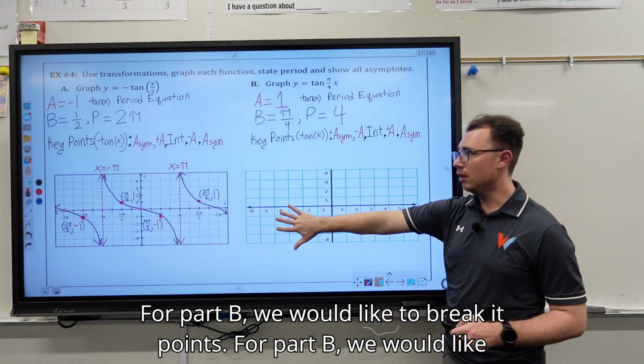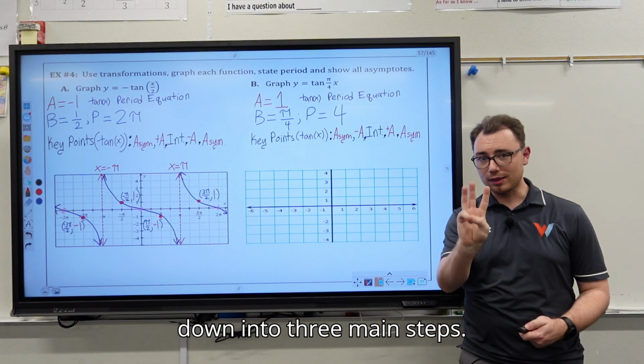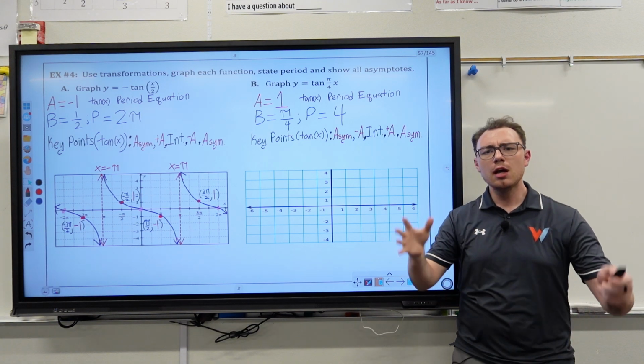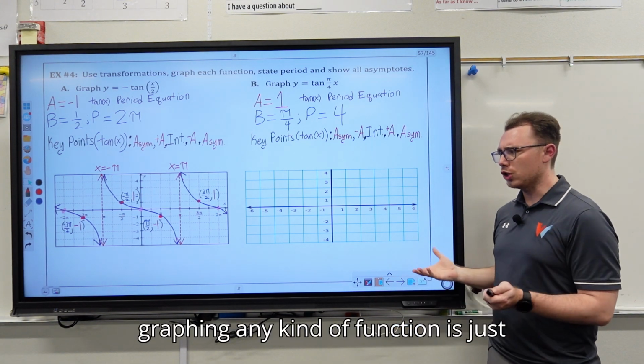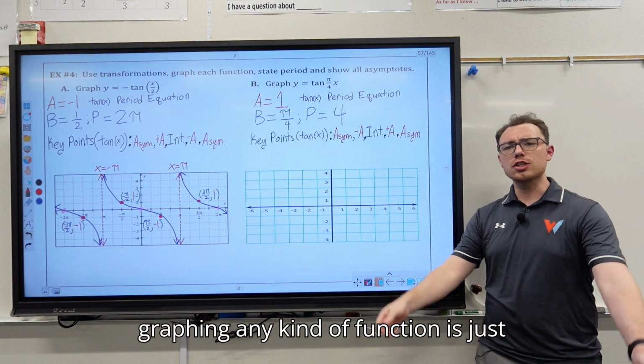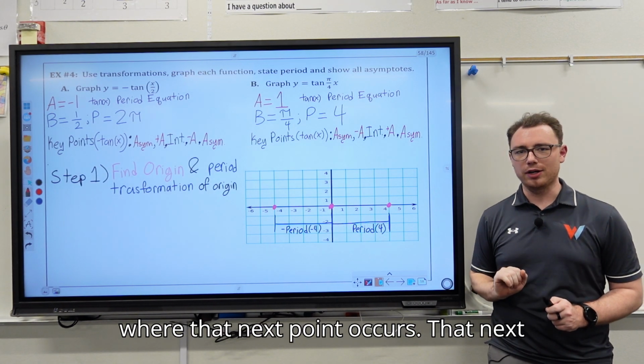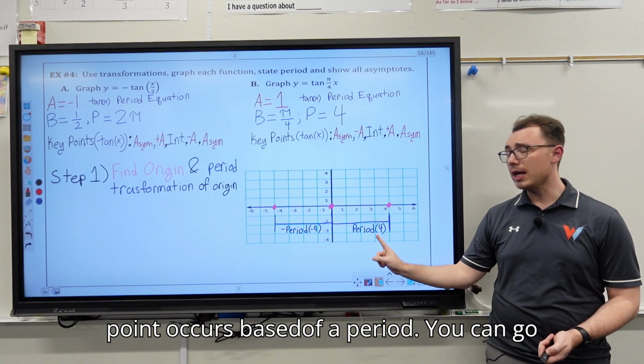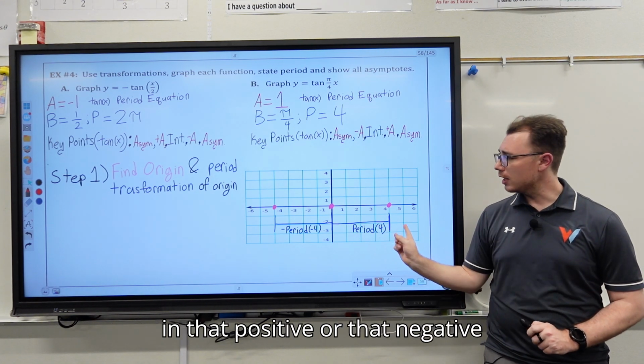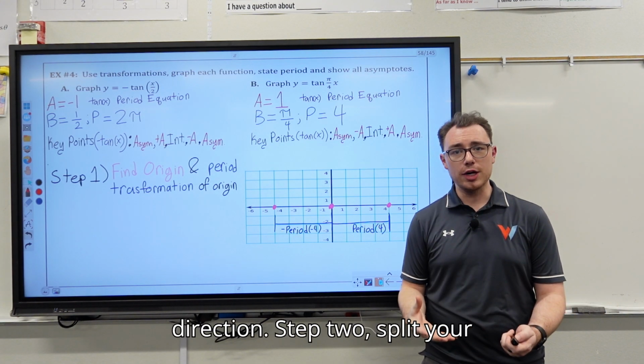For part B, we would like to break it down into 3 main steps. The very first thing you want to do with graphing any kind of function is just identify where your origin point is and where that next point occurs. That next point occurs based off of a period. You can go in that positive or that negative direction.